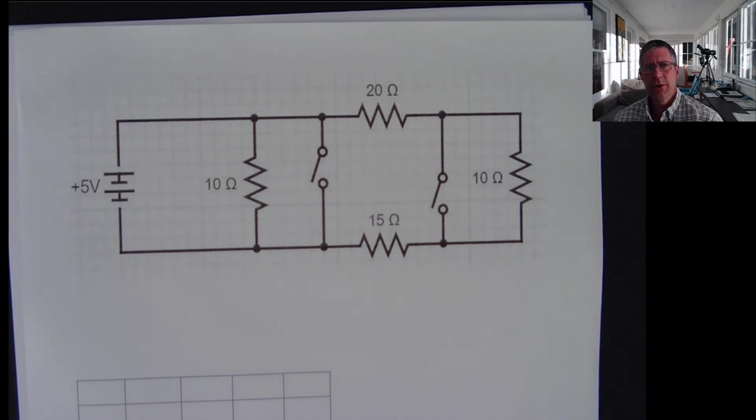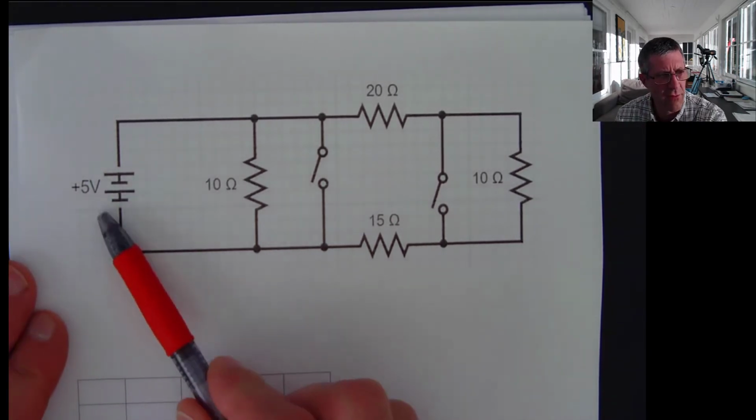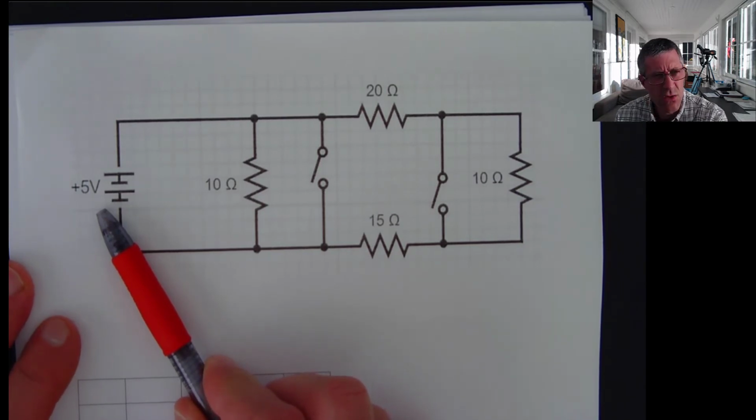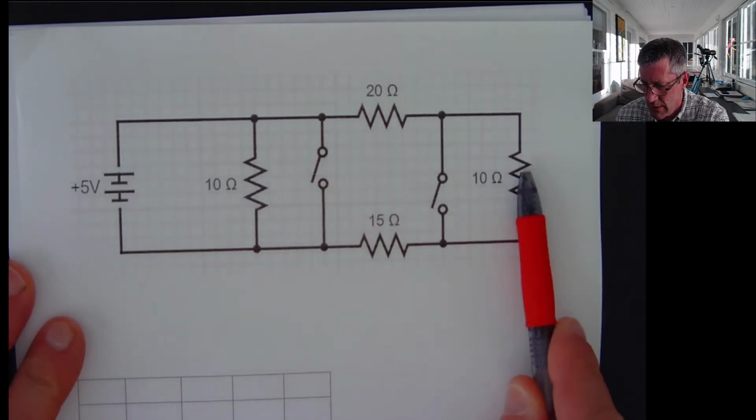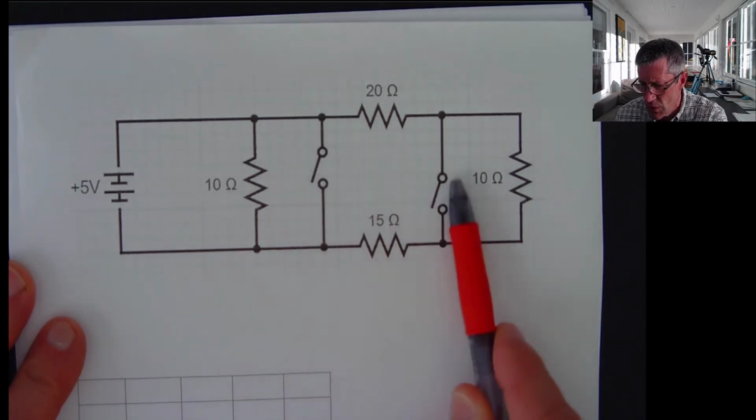Okay, let me get you to think about circuits a little bit and light bulbs and power that's associated with that. So let's look at a circuit here. I've got one that's shown here. I've got a 5-volt battery and a series of resistors and switches. I've got a 10 ohm resistor here, 20, 10, another 10 ohm, and 15. I've got two switches here.